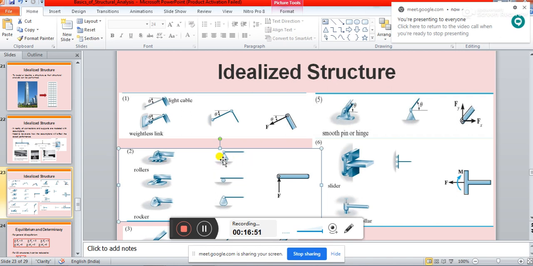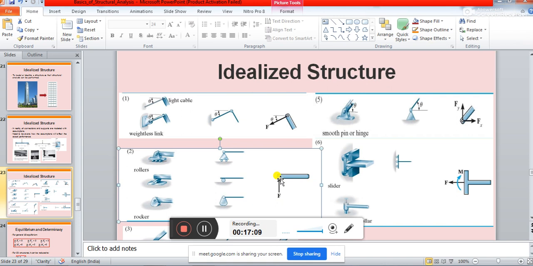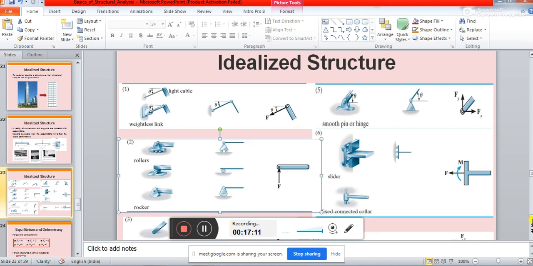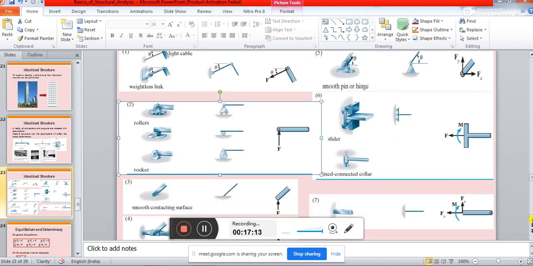The only thing it will not allow in this kind of support. Be it this type of roller, or this type of roller, or this type of rocker, any kind of this support, if you want to idealize, the idealized structure will look something like this. So, there will be only one vertical reaction. Is it okay?